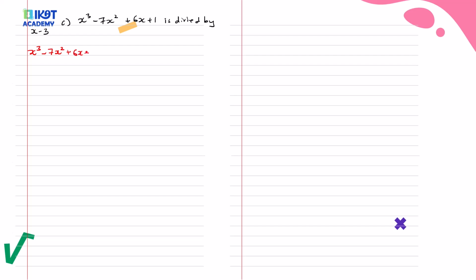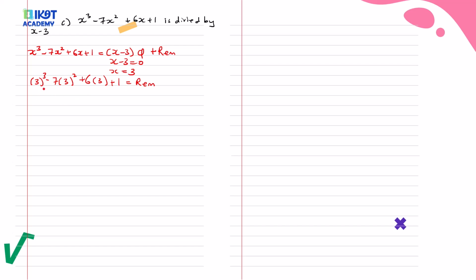We equate it to be the product of the divisor, which is x minus 3, times the quotient plus the remainder. So we eliminate this by saying x minus 3 is equal to 0. Then x is 3, so we substitute this 3. So these are two different methods we are seeing of finding the remainder. This is equal to the remainder.